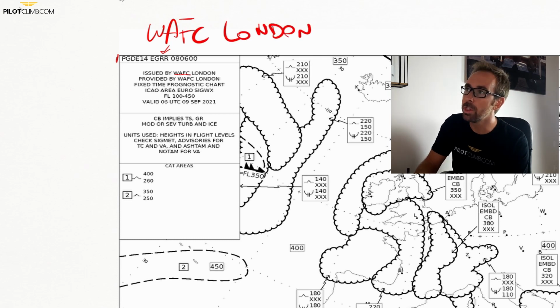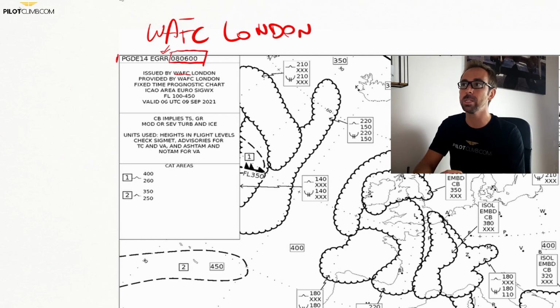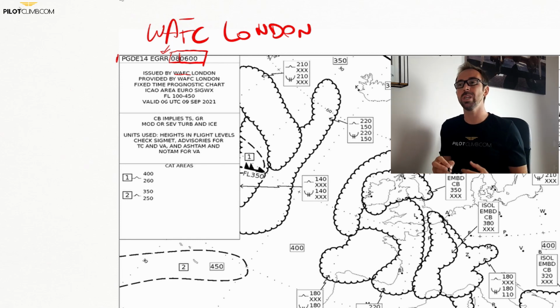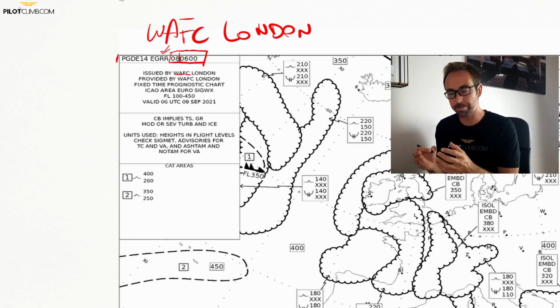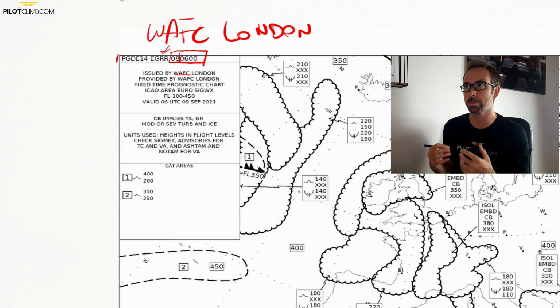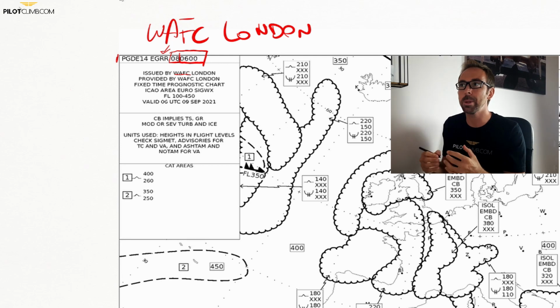Then we move to the right. Here we've got 080600, which is the day and time, so 08 is the day and 0600 is the time of the observation of the weather, okay? So when the forecast was made, they observed the weather that day and at that time and they made a forecast for this weather, for this chart. Beautiful.